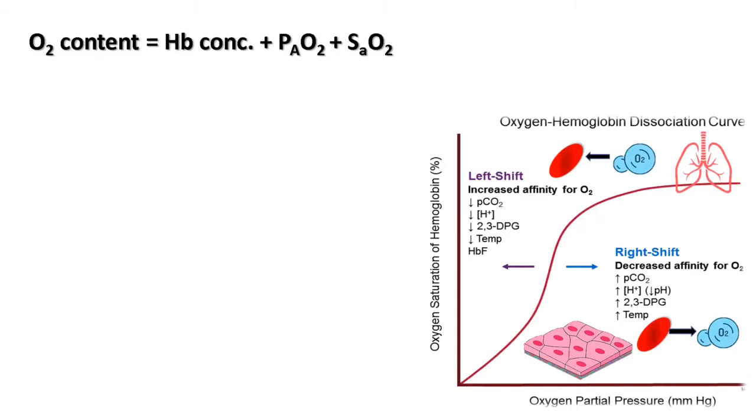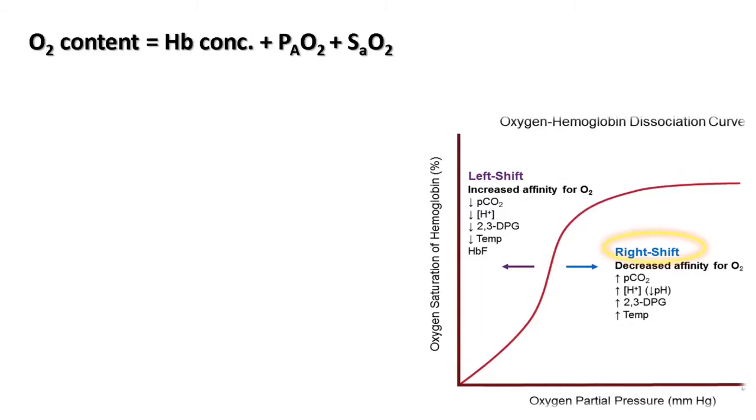When we shift the sigmoid curve to the right, we are decreasing oxygen saturation, that is, less oxygen on the hemoglobin, facilitating more oxygen to reach the tissues, thus simply decreasing hemoglobin's affinity for oxygen.